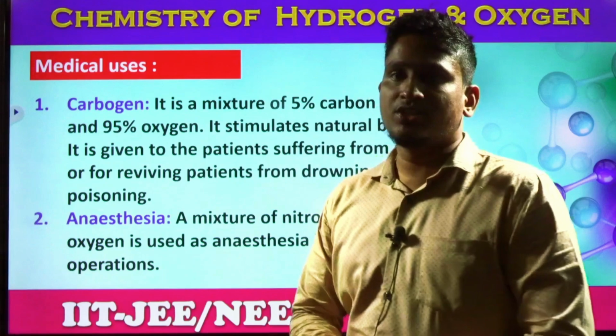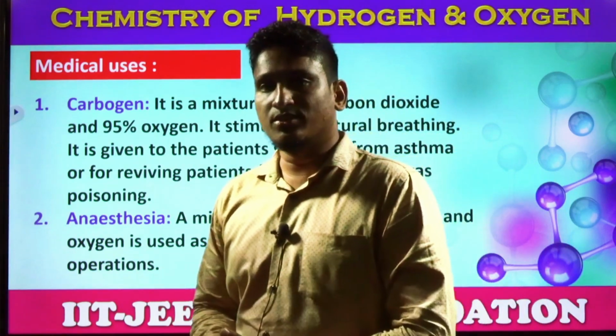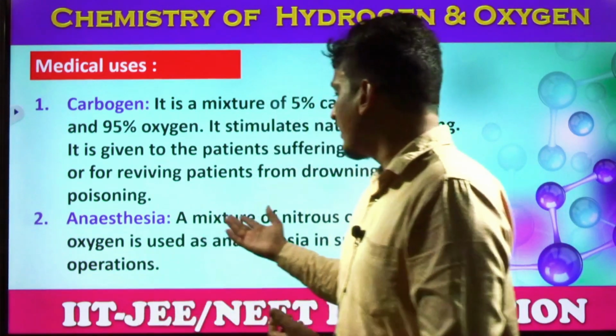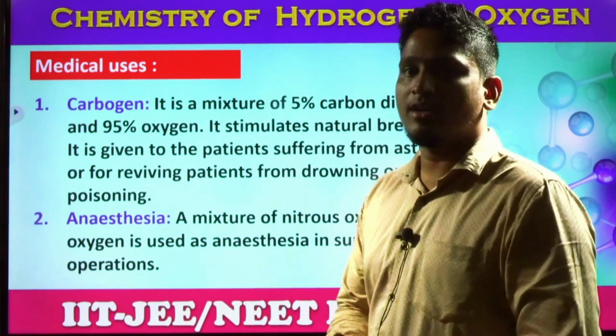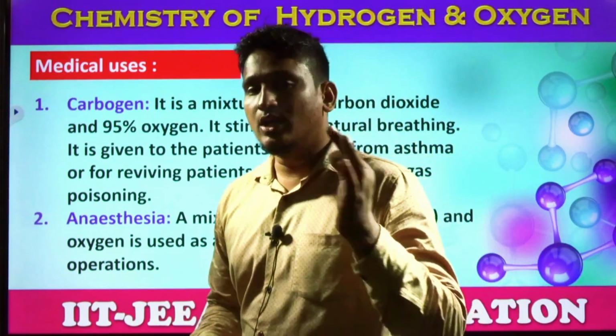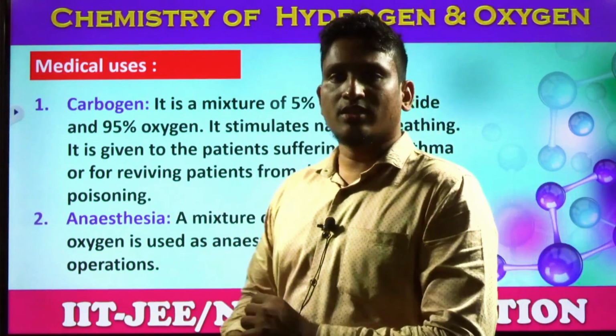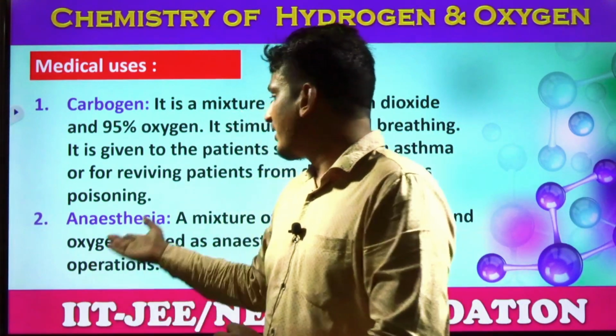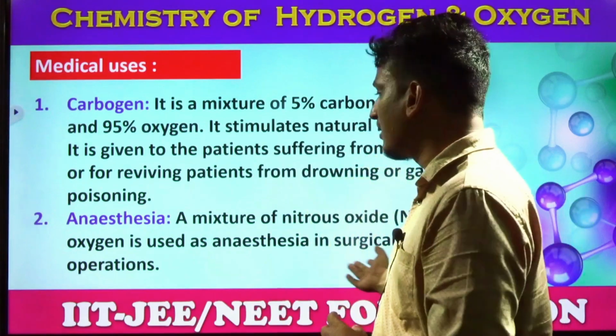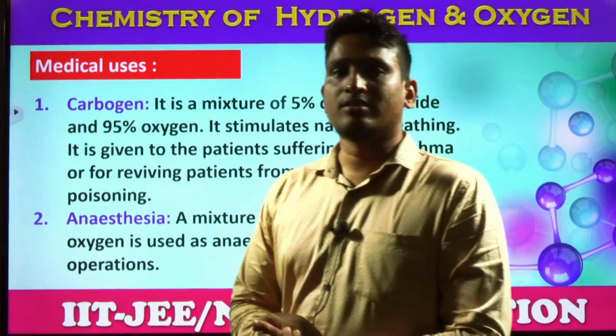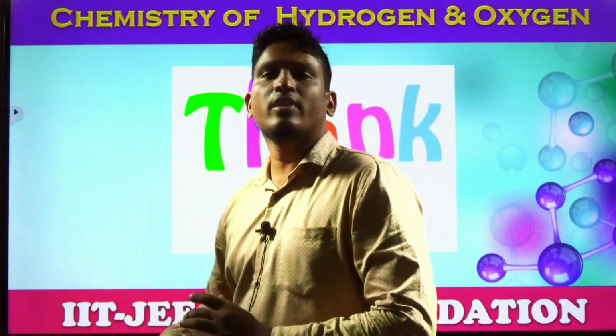Next, anesthesia, which is used to relieve pain. It is a mixture of nitrous oxide. What's the formula of nitrous oxide? N2O, also called laughing gas, students. So nitrous oxide as well as oxygen. The mixture of these two chemicals is used in anesthesia in the medical industry, under surgical operations also. So that's it, students. These are all the main points about oxygen.